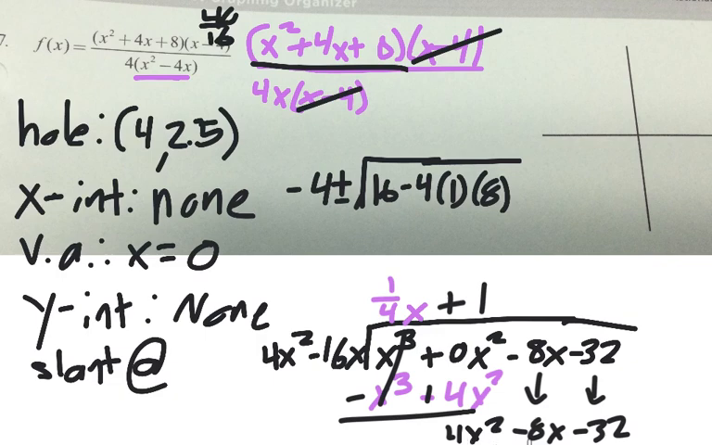I don't really care what cancels down here. This is my slant asymptote: y equals 1/4 x plus 1. So slant asymptote at y equals 1/4 x plus 1.